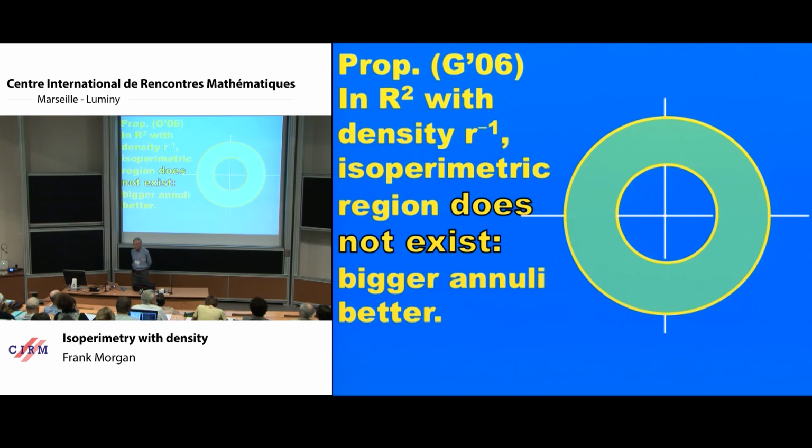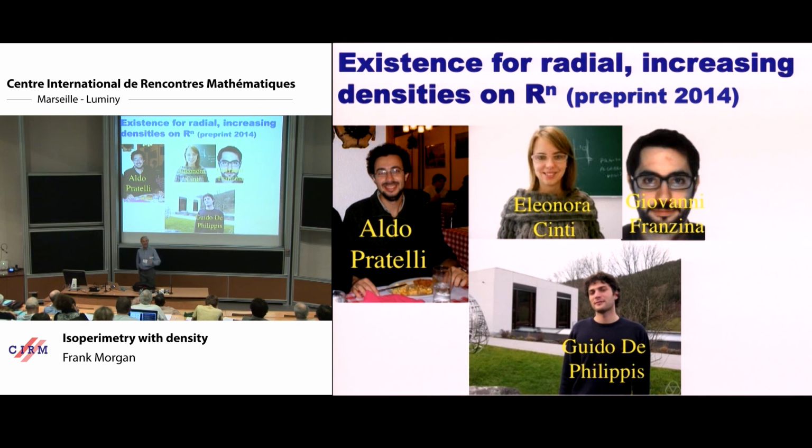the isoperimetric problem with density, and one of the organizers here is sort of the expert on this. So Aldo has done work, I've even worked with many different collaborators, with good results on existence in certain cases. For example, for radial increasing densities.